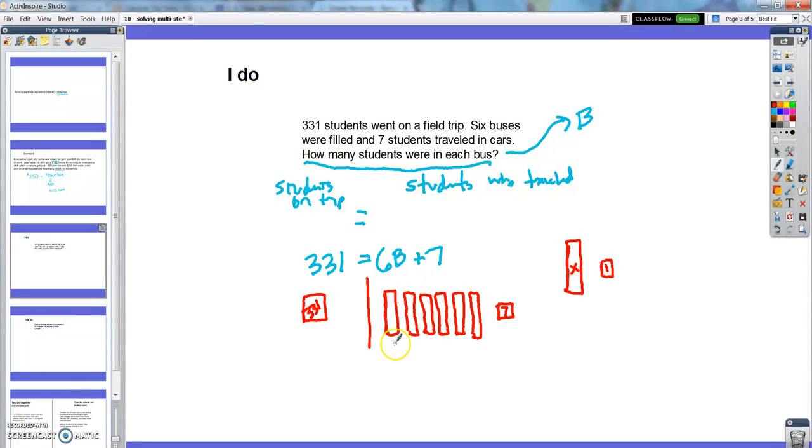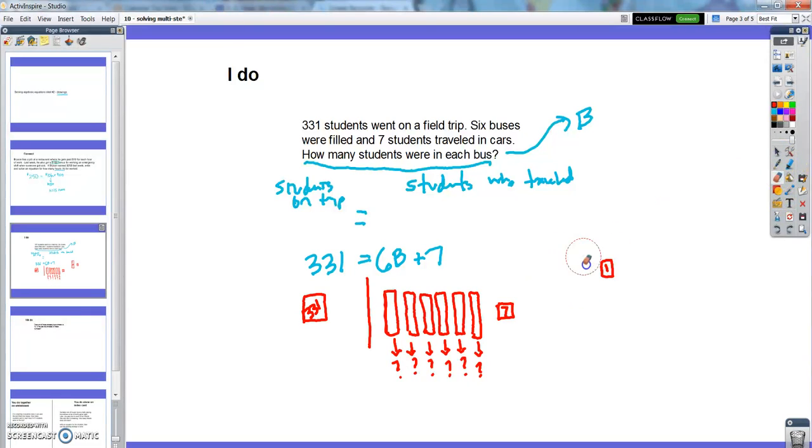And so what I'm really trying to do is figure out, these are all equal, and I'm trying to figure out how many of these there must have been. How many kids must have been on each one of these buses. So that's one way I draw it.